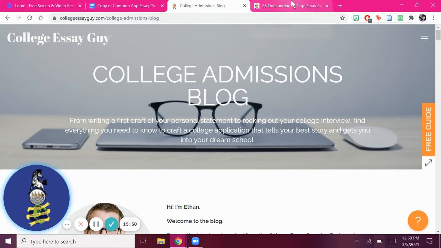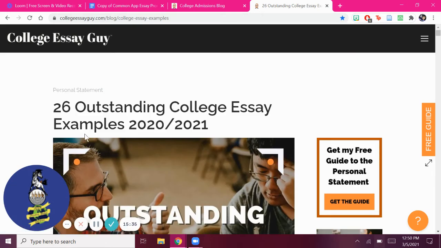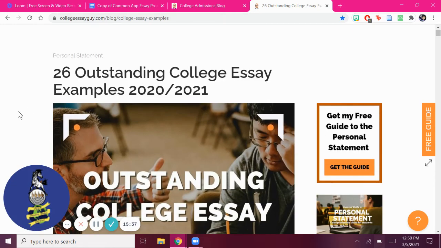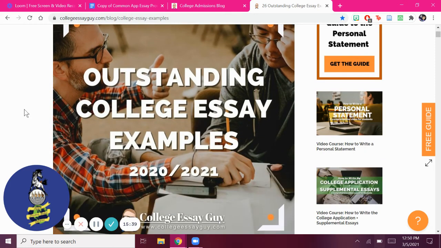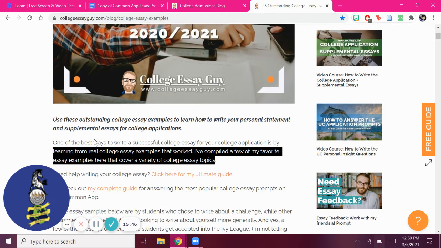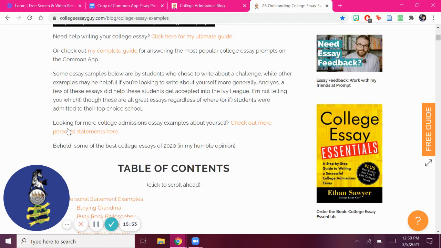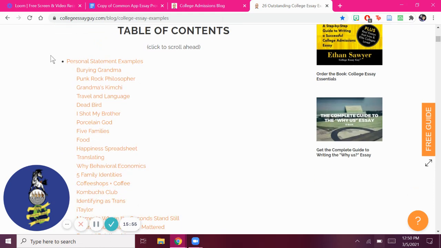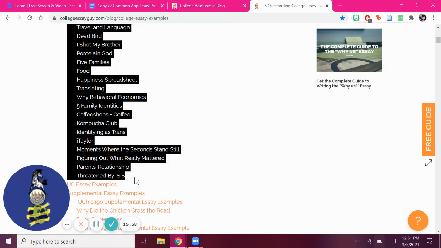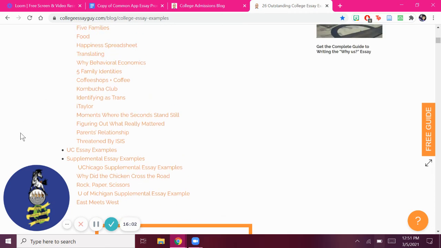And there's one article that I want to bring particular attention to, which is 26 outstanding college essay examples from 2020/2021. So this isn't exactly the same prompts as this year necessarily. However, they are generally similar. And so you can look through this as you please. And they have a bunch of different essays that have different focuses.